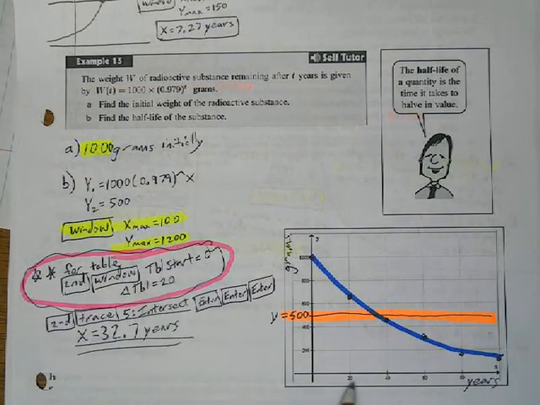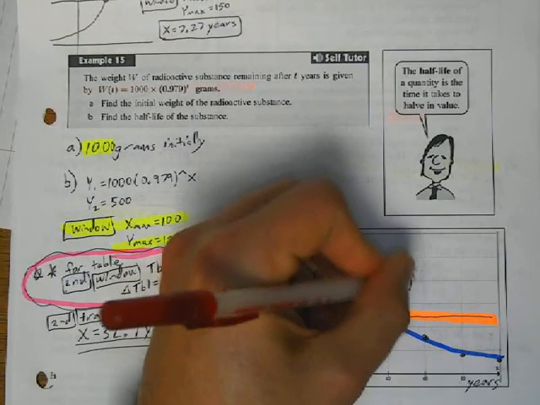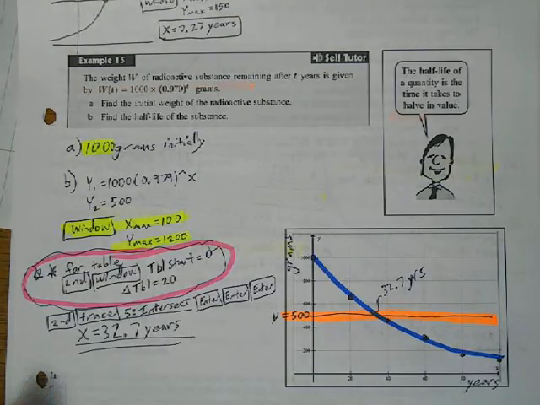Because of these values, 20, 40, 60, 80, I'm going to change my delta TBL to 20, so I can go up in multiples of 20 on my table. And then once again, second trace, intersect, and we find out these two graphs intersect at 32.7 years. Okay, next.